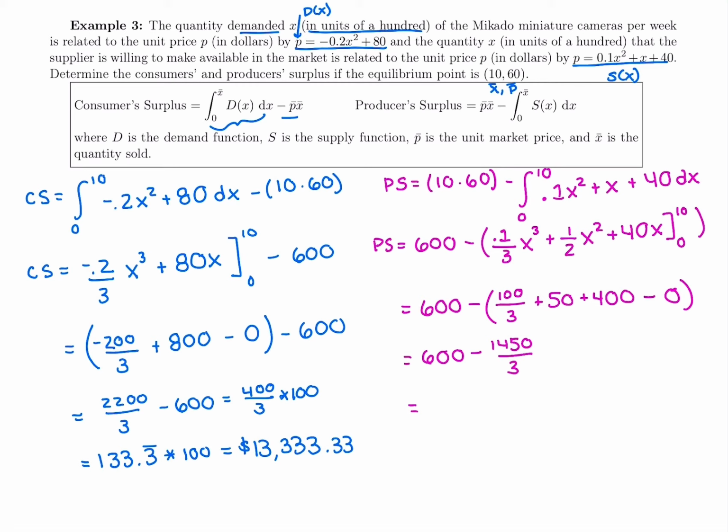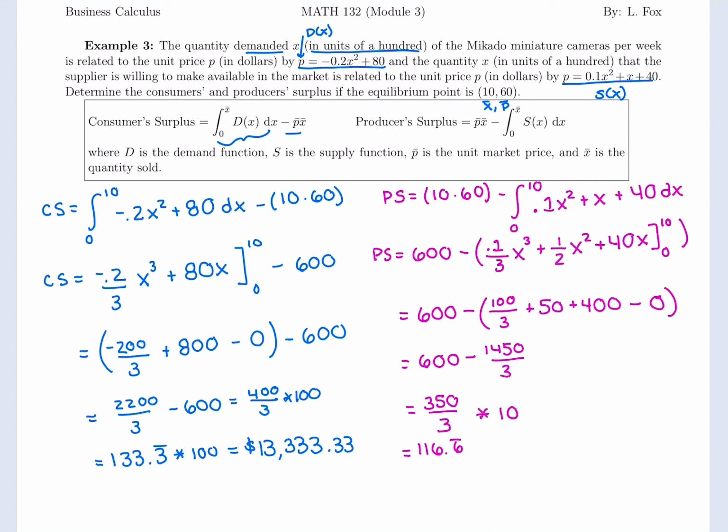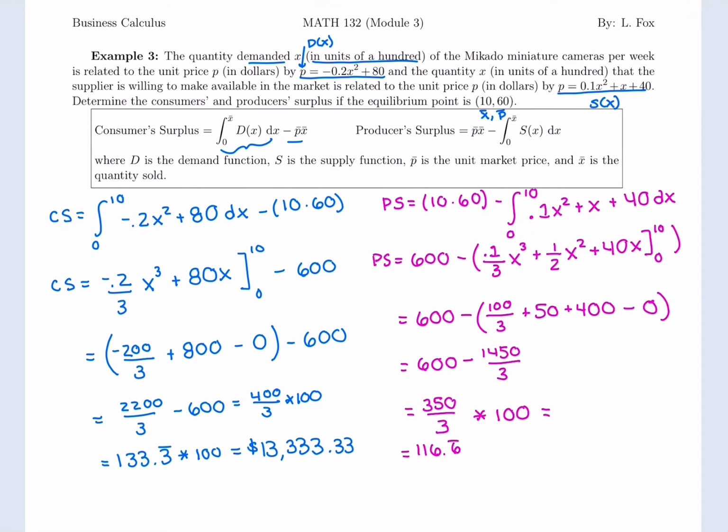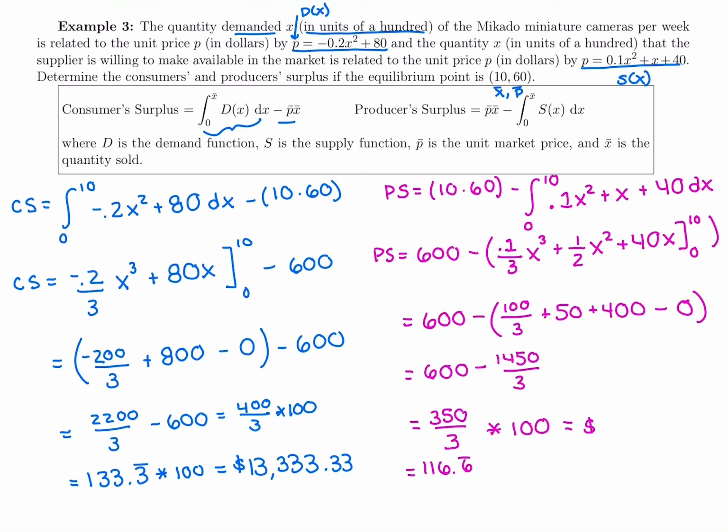And so I'm not going to round until I get to my final answer. So this would give me 350 over 3, which is really 116.6 repeating. But we're not going to round until we multiply it by the units here. And this is units of 100. So whichever answer you want to take and multiply by 100, you're going to see that the producers end up getting $11,666.67 above the minimum amount that they would have accepted.